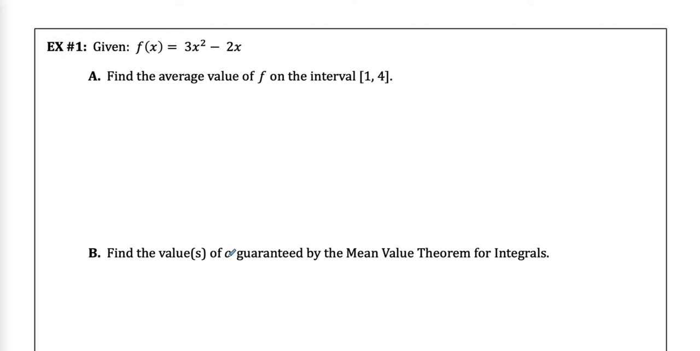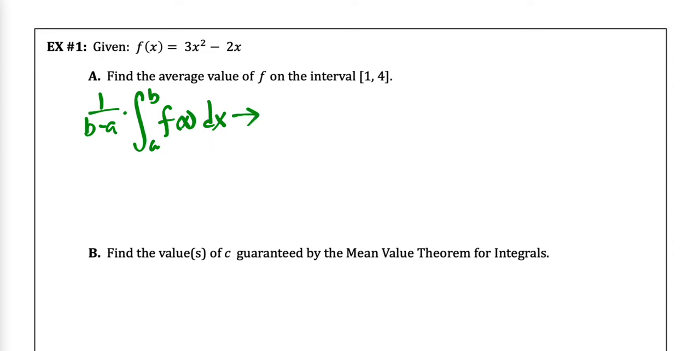Okay, example number 1, which I guess would be page 2. So we have a function and we're asked to find the average value from 1 to 4. Do you want me to write down the generic formula first? Would that be helpful? So the generic formula is 1 over b minus a times the integral from a to b of f of x dx.